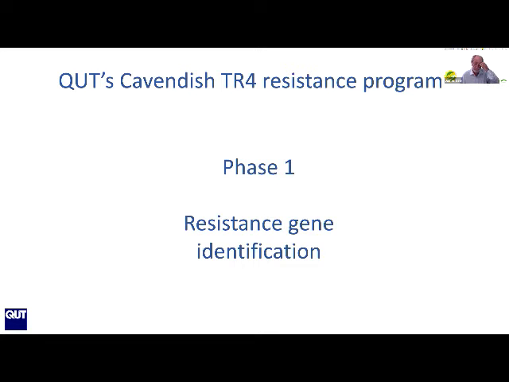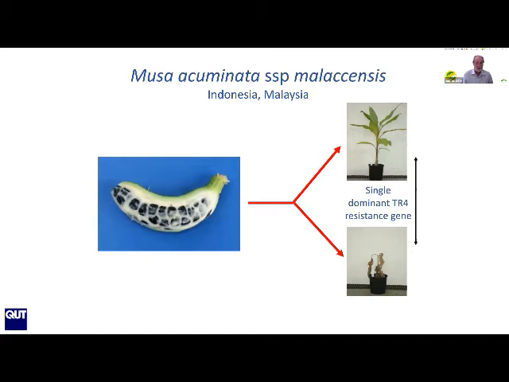So that phase 1, that resistance gene identification. On the left-hand side, there is a small seeded banana. This is Musa acuminata malacensis. Absolutely stuffed full of seed, and those of you that have seen banana seeds, they're very, very tough little seeds, and you certainly don't want to bite on them. We recognized that in this particular malacensis, there was a single dominant gene that controlled TR4 resistance, and so if the gene was present, you got essential immunity. And if the gene was absent, then you got susceptibility. And so we were pretty excited about that.